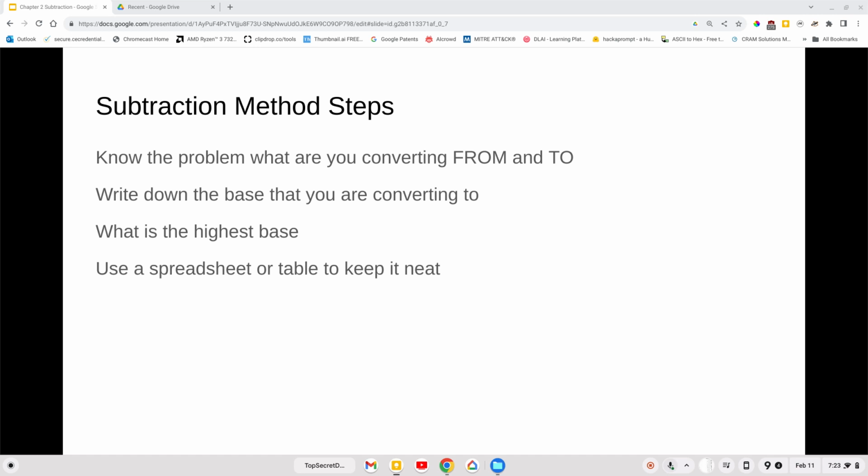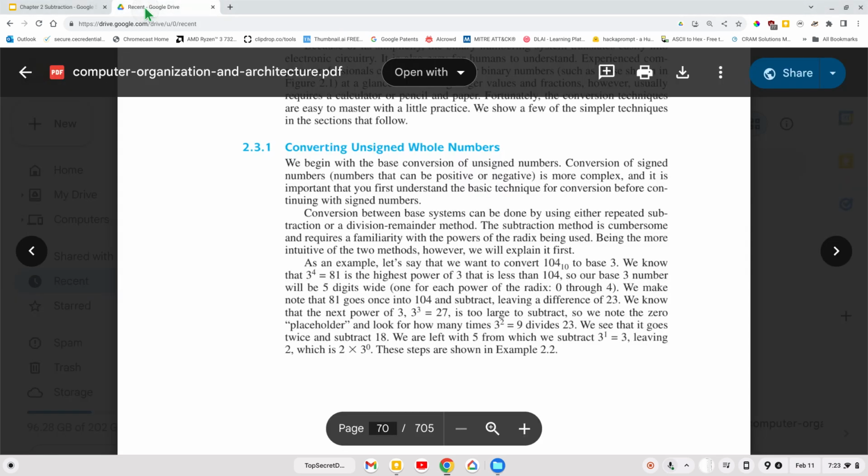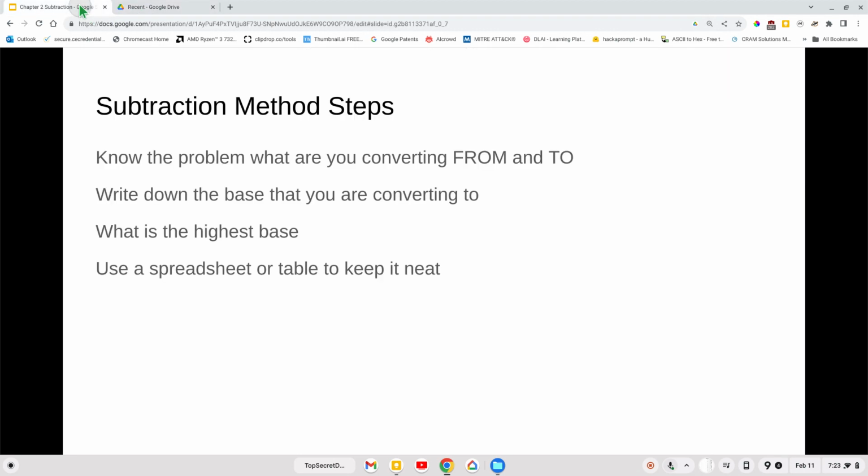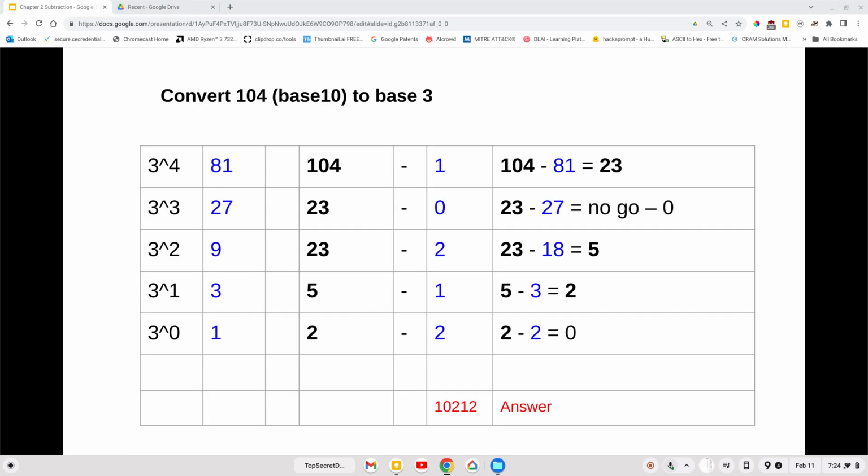And then I usually make a spreadsheet or a table just to try to keep things a little neat. So that's what I try to do. What I'm going to do is reference the example in the book, chapter 2, section 2.3.1. This problem is about converting 104 base 10 to base 3. So I have to know my problem, and my problem is right up here, converting 104 base 10 to base 3.